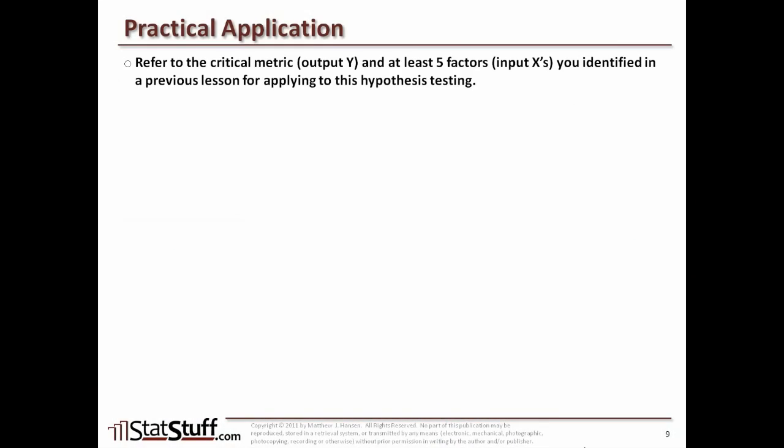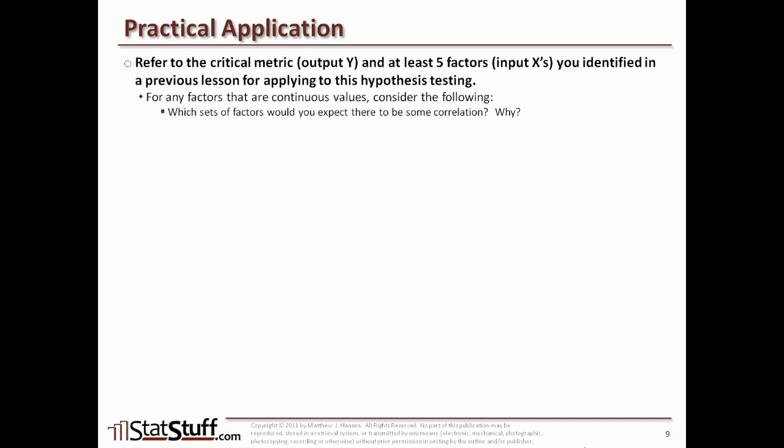All right, before we close this lesson, let's discuss how we can apply some of these concepts in a practical way. I'd like you to refer back to the critical metrics that you've been using as part of this hypothesis testing, and then for each one of the ones that are using continuous values, ask yourself the following. First, which sets of those factors would you expect there to be some correlation between, and why would you expect a relationship like that?